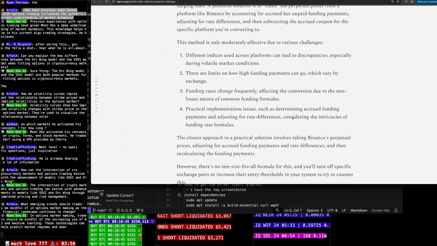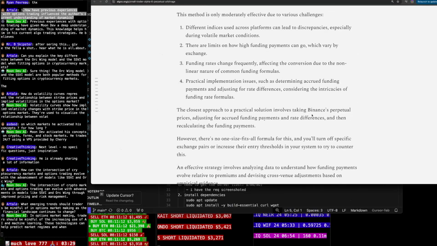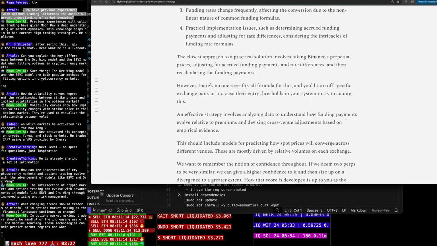which vary by exchange. Funding rates change frequently, affecting the conversion due to the nonlinear nature of the common funding formulas. Practical implementation issues such as determining accrued funding payments and adjusting for rate differences, considering the intricacies of funding rates formulas. The closest approach to a practical solution involves taking Binance's perpetual prices, adjusting the accrued funding payments and rate differences, and then recalculating the funding payments.